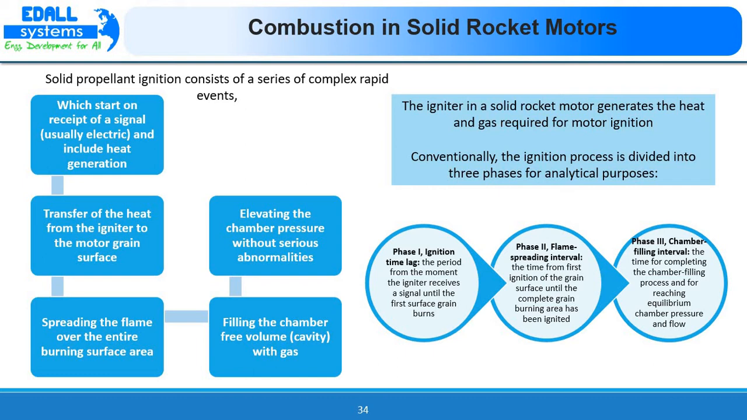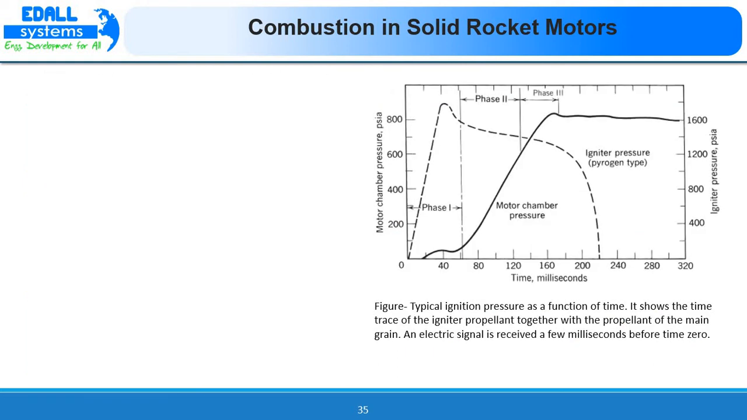And the last one, phase 3, chamber filling interval. The time for completing the chamber filling process, and for reaching equilibrium chamber pressure and flow. So the ignition process has been divided into three phases. That is the time interval in which this igniter works, from receiving the first signal and igniting the first burning grain till the equilibrium chamber pressure has been reached. This is the graph which perfectly defines the three phases.